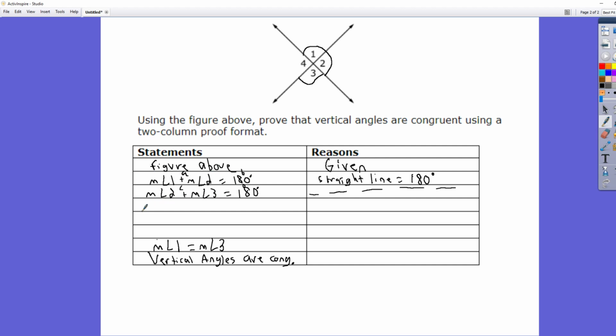Either way, you're going to get this line. The measure of angle 1 plus the measure of angle 2 equals the measure of angle 2 plus the measure of angle 3. And I'm just going to say that's substitution.